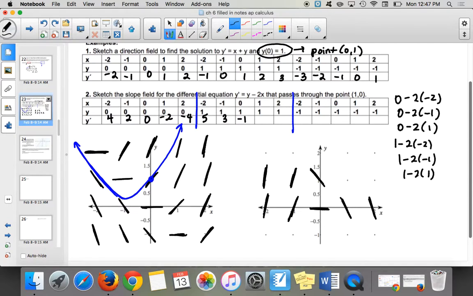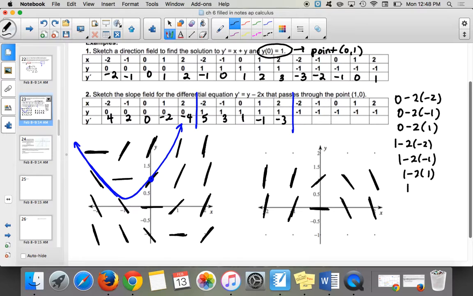And then 1 minus 2 times, oh wait, did I mess up my spot here? Hang on. Maybe I messed one up. What did I have? 1 minus 2 times 0 was 1, and this was negative 1, and then I think this one's negative 3. So I have 1, negative 1, negative 3. Did you guys get it? Do I need to finish that one, or you get the gist?